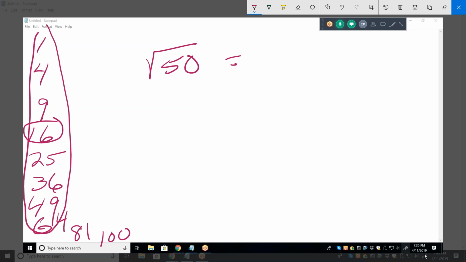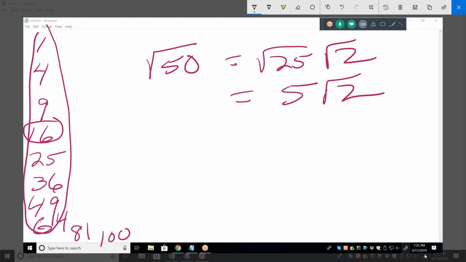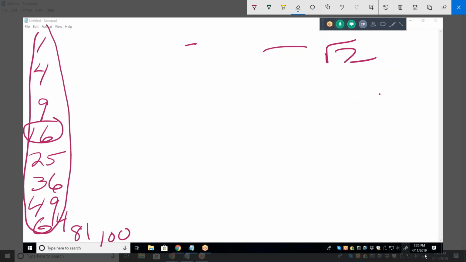Do it step by step, just so I'll know what you're doing. Alright, so the square root of 50, that would be 25 and 2, and then square root of 25 is 5, so that'd be 5 root 5. 5 root 2, or 5 root 2, sorry. Be careful about that mistake. That's a common mistake. And then that would be the answer.